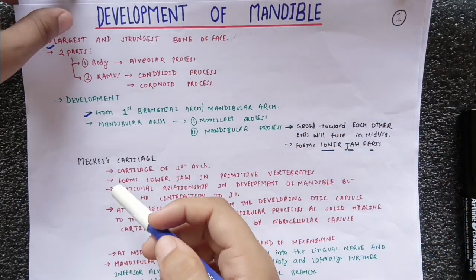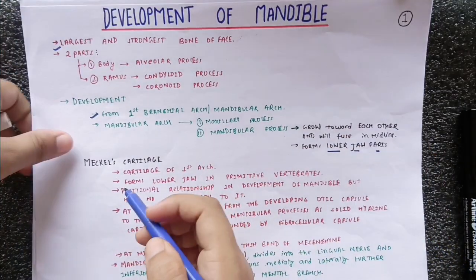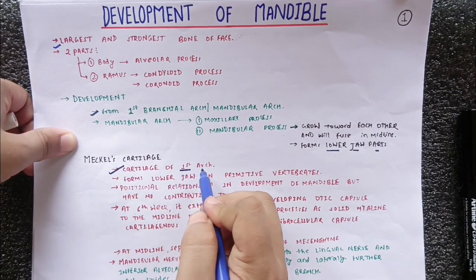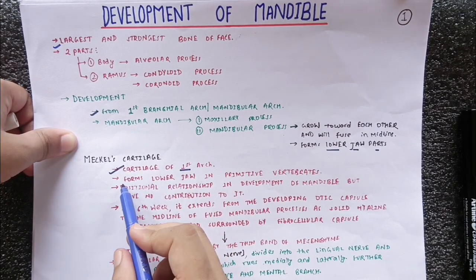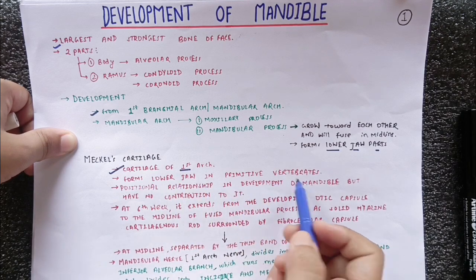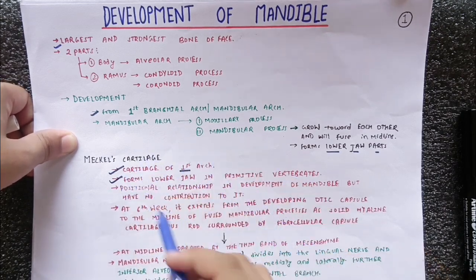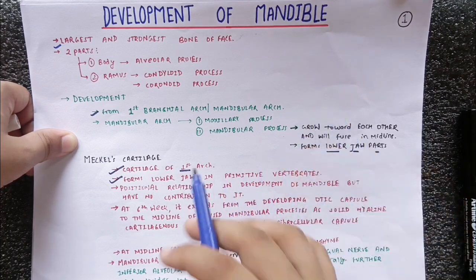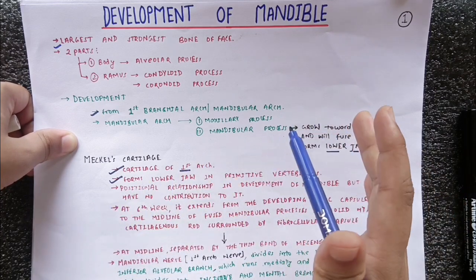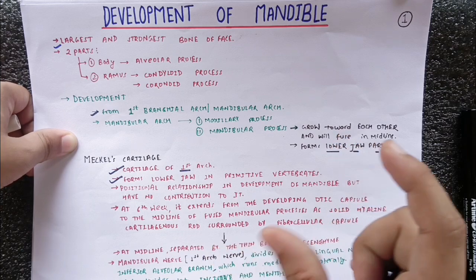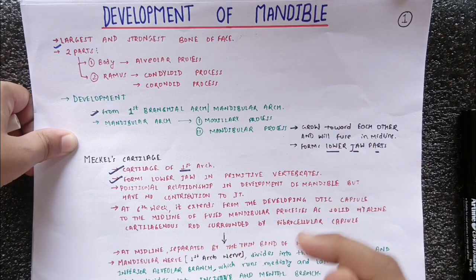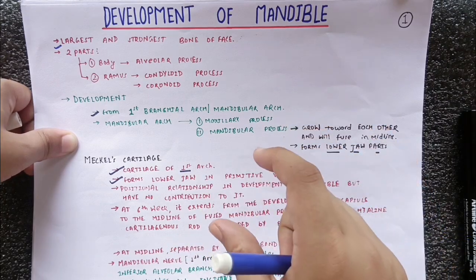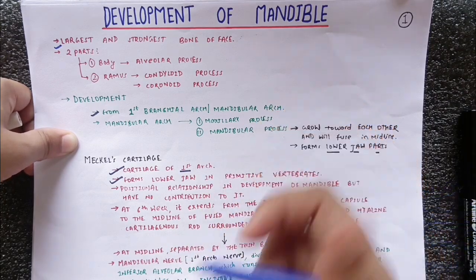Here is Meckel's cartilage now. We can see it is the cartilage of the first arch. I have written here that it forms the lower jaw in the primitive vertebrates. But in our case, it doesn't form the proper mandible. It doesn't form the lower jaw, it just acts as a template for the development of the mandible. I will be dealing with this point later in this video.